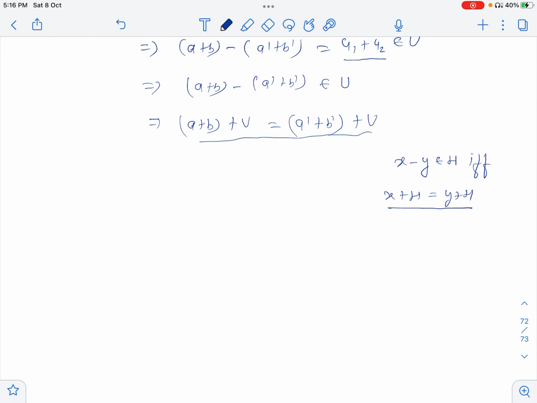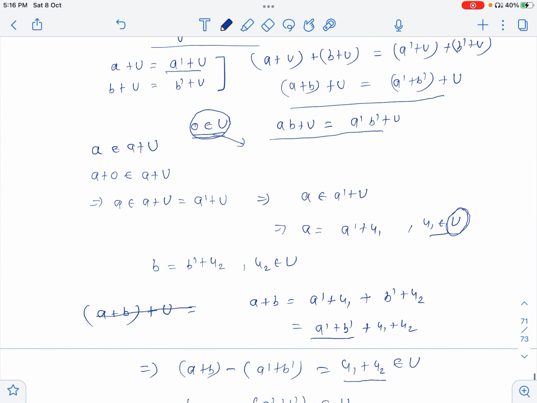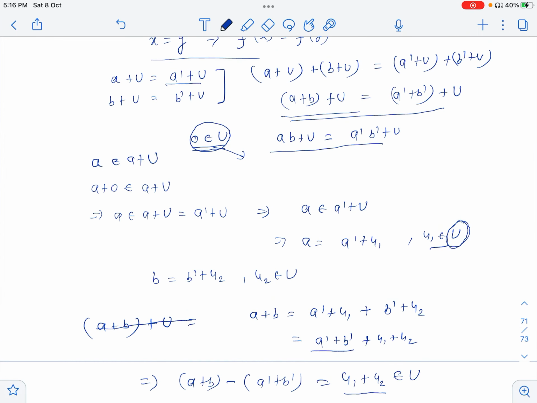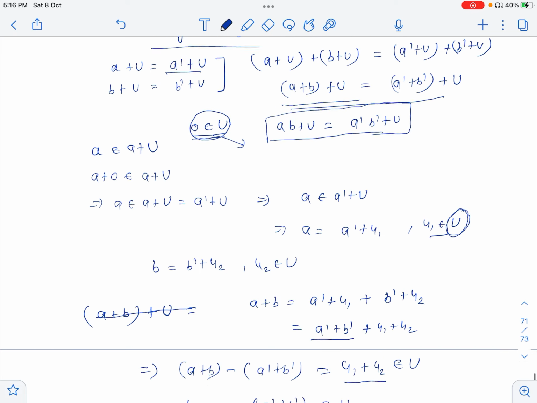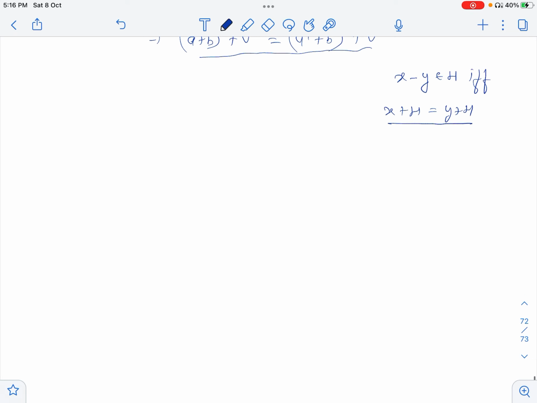So let us prove that this second composition is also well defined. We need to prove that ab plus U is equal to a dash b dash plus U. So what we need to prove is that ab minus a dash b dash belongs to U. So how do we prove this?